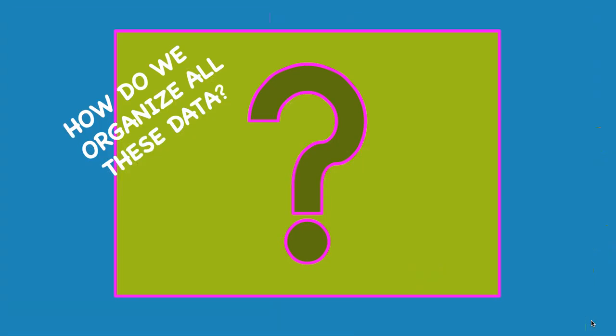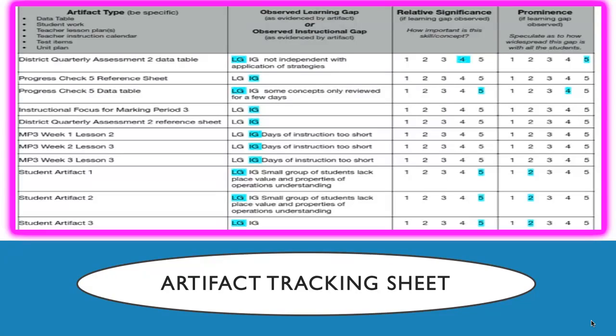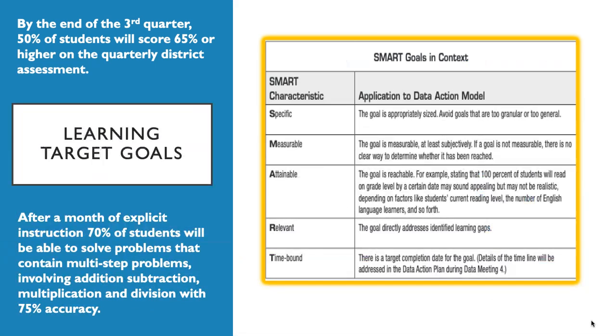But how could we organize all this data? I will tell you what. The artifact tracking sheet is the most useful tool. It is definitely essential in this process. I say this because we were able to visualize all of our instructional learning gaps in accordance to their importance and predominance, making it easier for the team to prioritize and get ready to set a target learning goal. Also, to implement change.